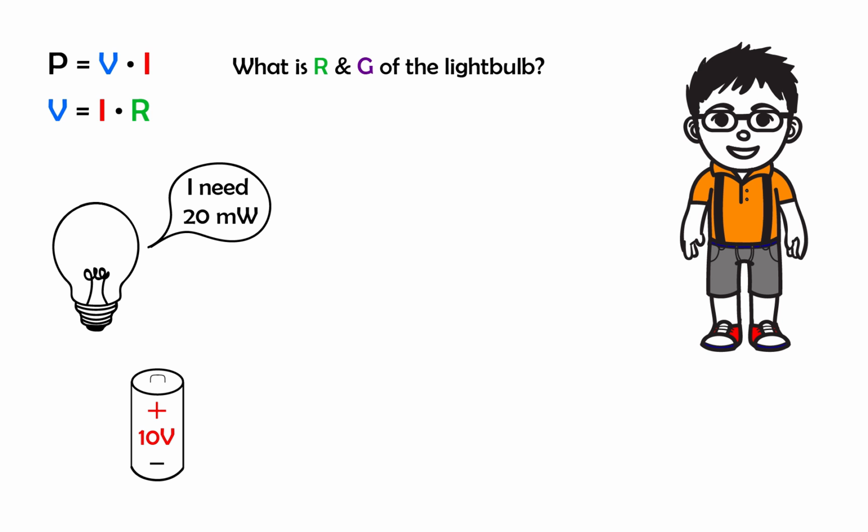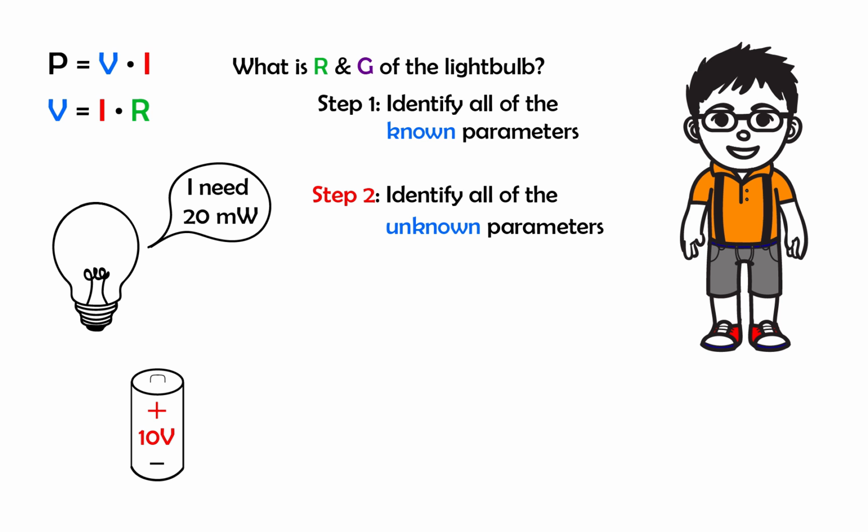We recommend that when solving any problem, you first identify all the known parameters and also those that the question is asking for. For this example, we know the power and the voltage, and the question is asking for the resistance and the conductance. Next, write the relevant equations.